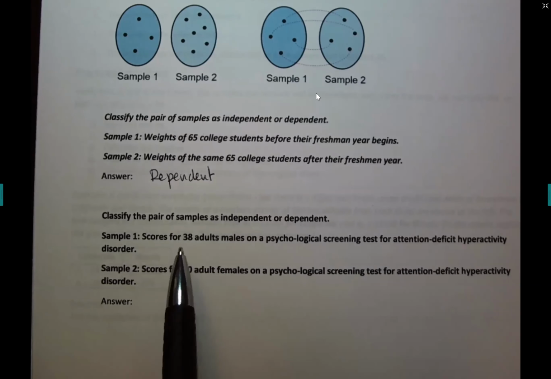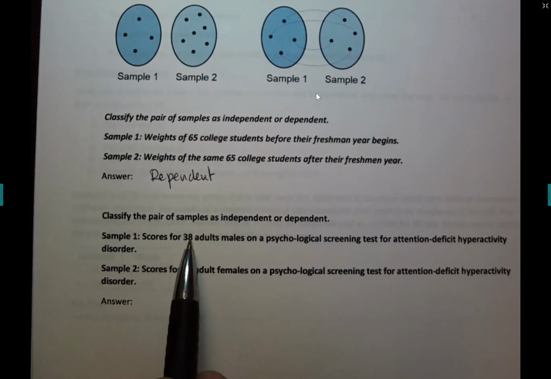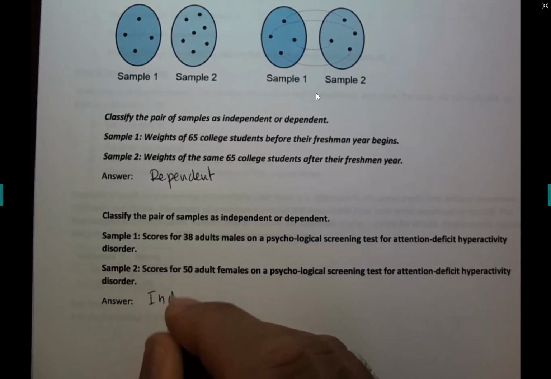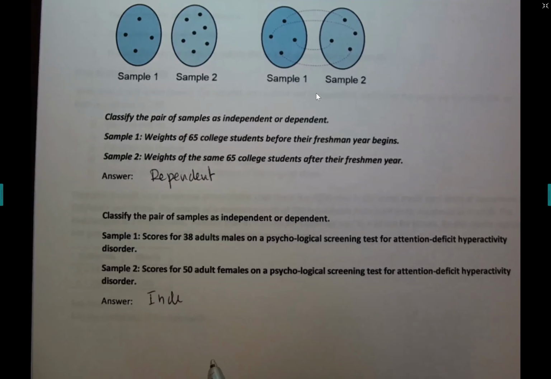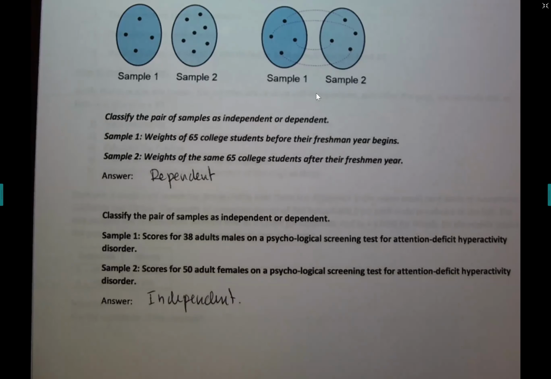And I'll give you a clue that will give you a hint right away that they're going to be independent. If it's not the same number in sample 1 and sample 2, then right away they are independent. It's impossible to be dependent, because dependent has to be the same number. One person in one sample relates to the other sample. So this is an example of dependent and independent samples.